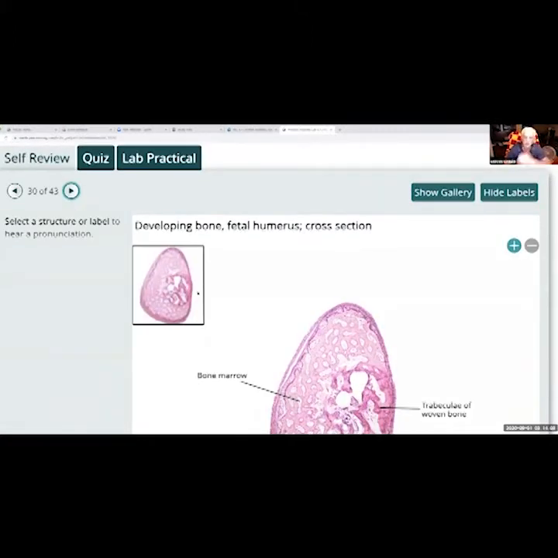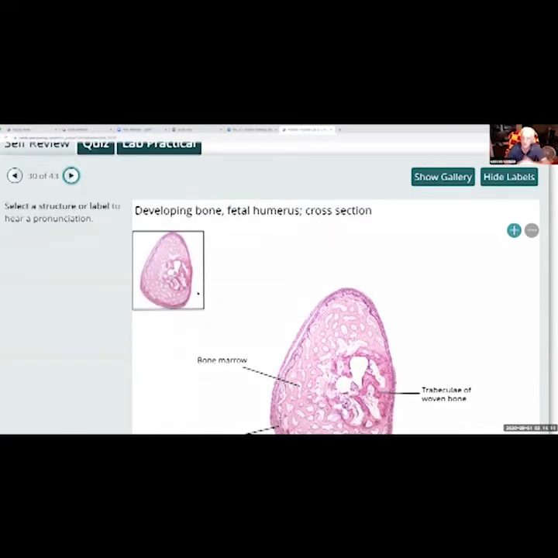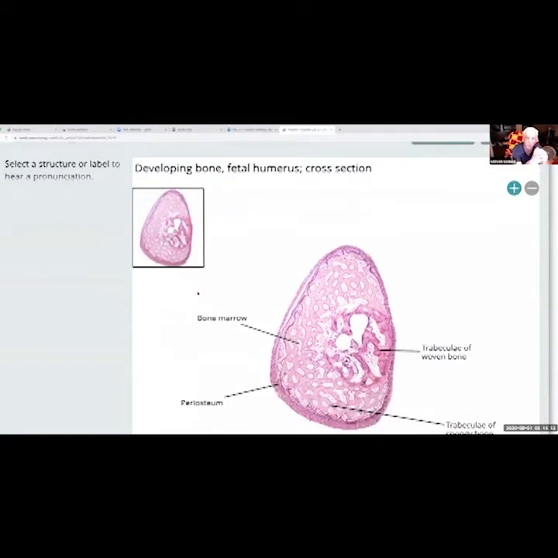This is developing bone. You don't have the patterns yet. You have bone marrow. The periosteum is the outside layer. You have what's called trabecular patterns, or trabeculae of woven bone. Trabeculation means like a spider web. When you look at an X-ray, you'll see crisscrosses within the bone. That's a trabeculation pattern. Okay, that's inside the spongy bone or the inner part.